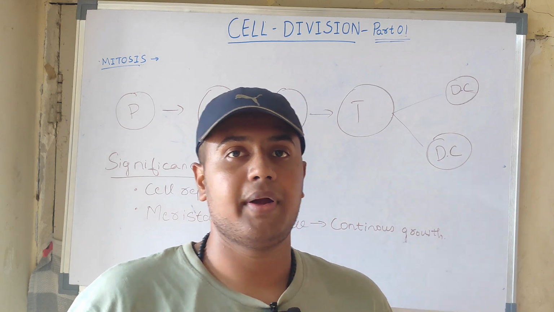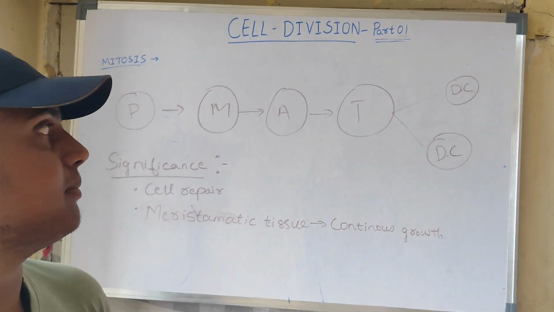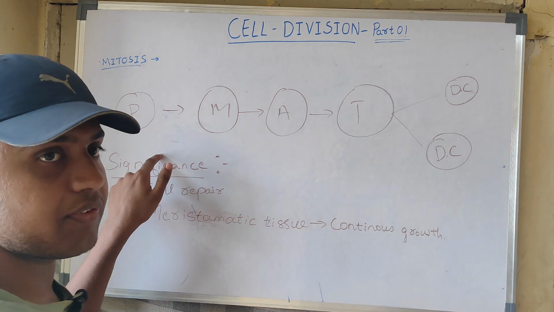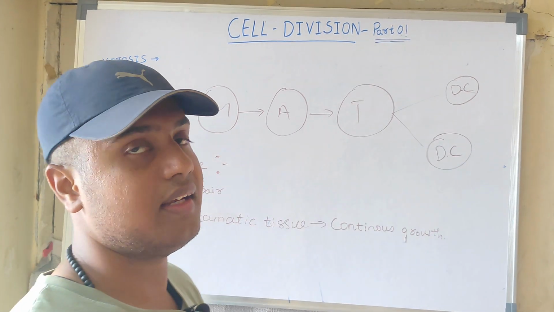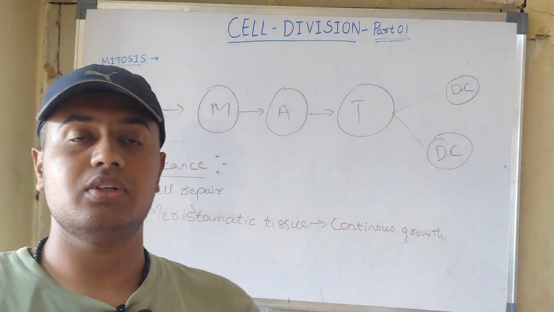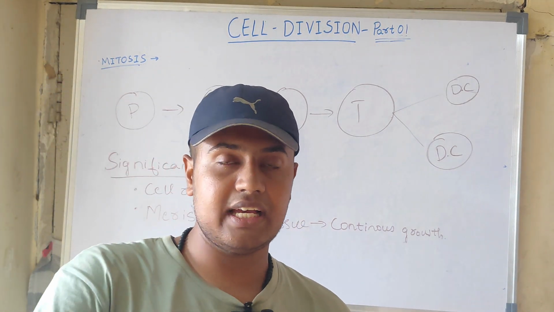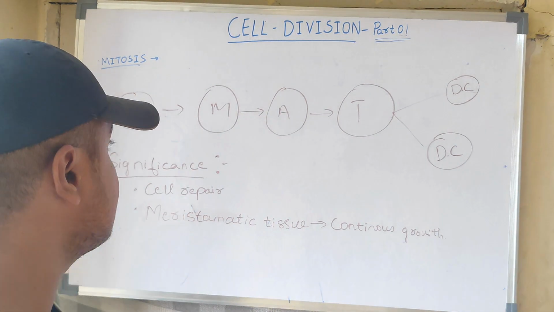I discussed that mitosis is equational division. Why is it equational division? When the cell undergoes prophase, then metaphase, anaphase, telophase, it gives two daughter cells which are genetically similar, and one cell divides into two cells, which is equational division. That's why it is called equational cell division.